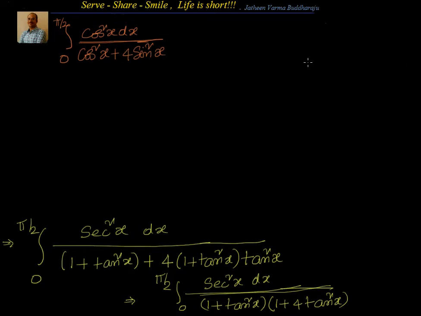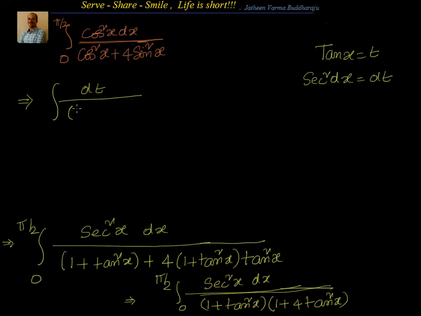So as we discussed, we will take tan x equal to t. So I will write tan x is equal to t. Then we will have secant square x dx equal to dt. So let's just try to substitute that. We will have secant square x dx equal to dt divided by 1 plus tan square x, which is nothing but 1 plus t square, and I have to multiply with 1 plus 4t square. 1 plus t square into 1 plus 4t square. So this is how we are able to convert that.